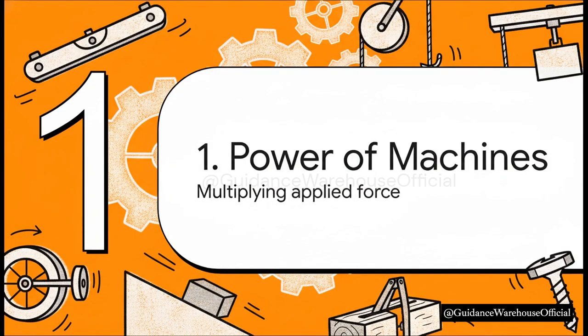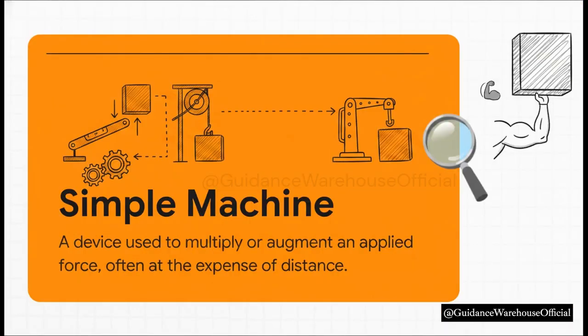Let's get right into it. To figure out how we pulled that stubborn nail, we need to look at this definition. A simple machine is a device used to multiply or augment a force we apply. But notice the absolutely crucial second half of that sentence. It's often at the expense of the distance through which we apply it.